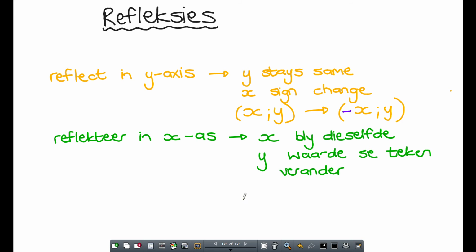So that will be from (x; y), I reflect, okay, because it's in the x-axis that we're reflecting, x will stay the same, but the y value will become negative in this case, or just the sign of y will change. Okay, good. So that's the basic rule. Now let's look at it in an equation. Kom ons kyk gou-gou.